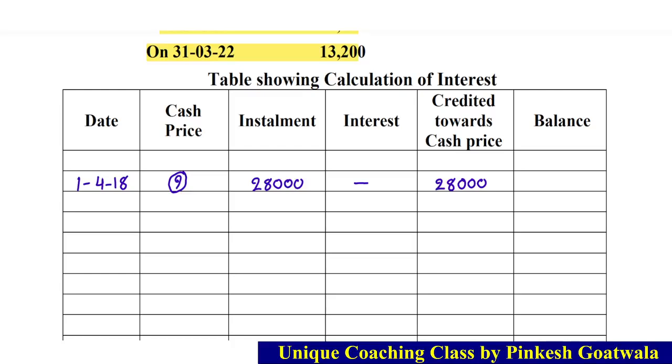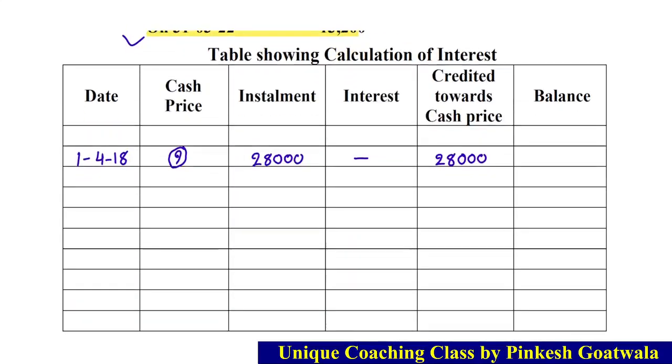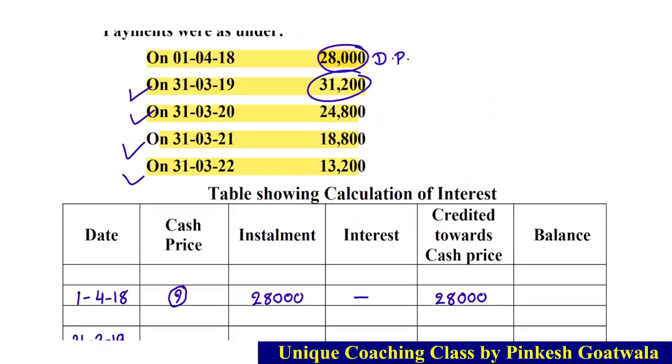So don't worry, whatever we have, write that. Whatever information there is, we should write it, right? So what comes next? Installment. They give the amount of all the installments. All the installments are given for 31st March 19, 31st March 20, 21 and 22. Let's write the amount of all installments.